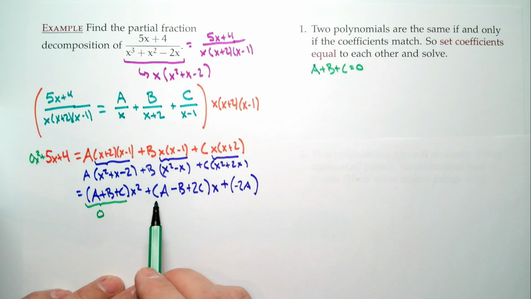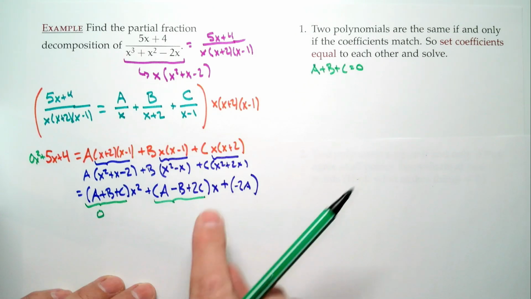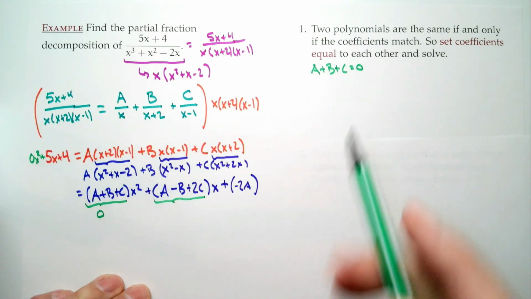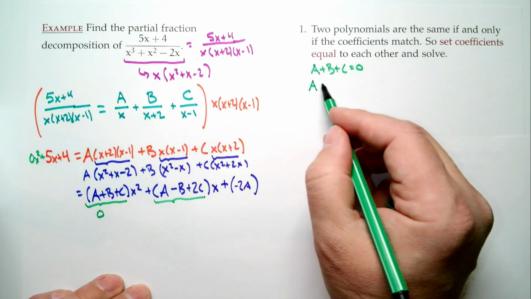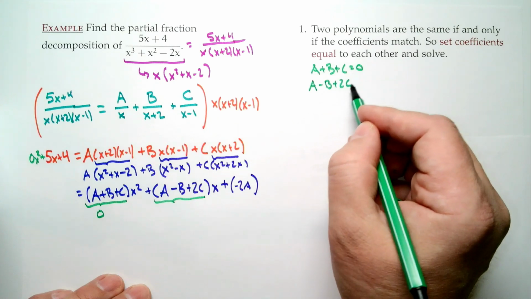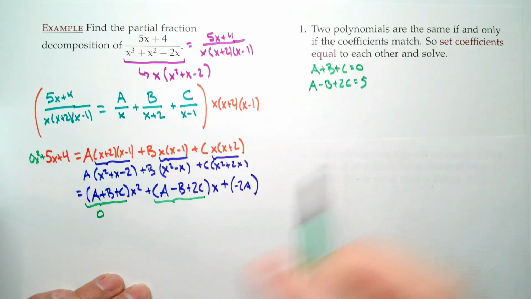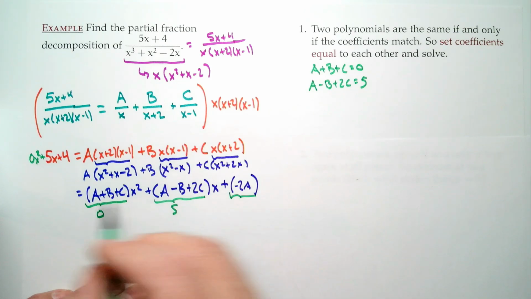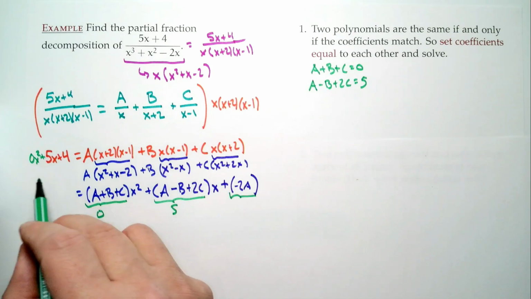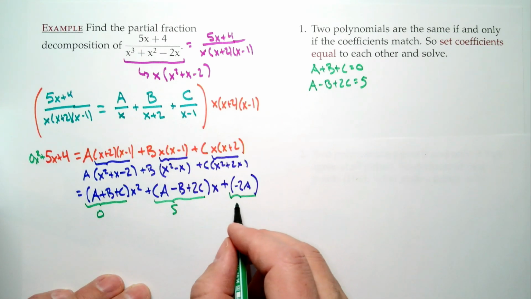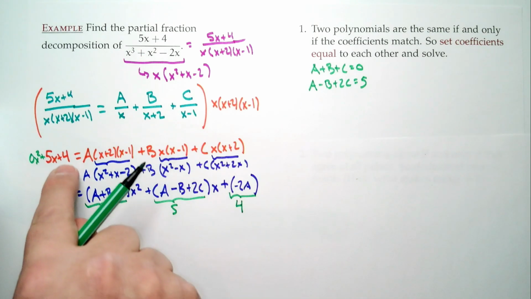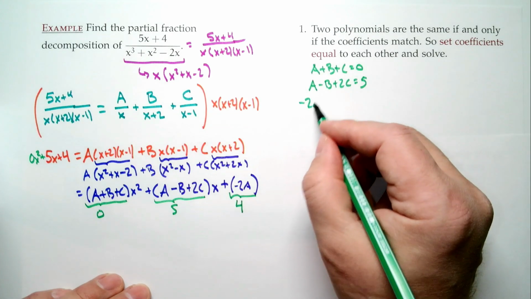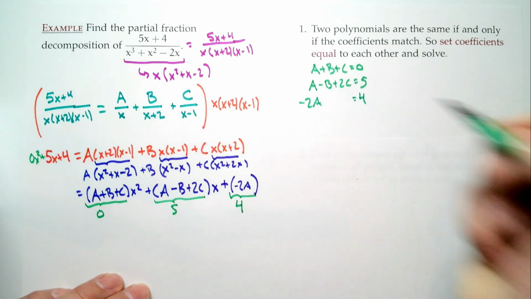How about a minus b plus 2c? Well, that's the coefficient for x. What's the coefficient for x over here? 5. So a minus b plus 2c should equal 5. The minus 2a, that's the constant. What's the constant on the other side? 4. Right there, that's our constant. So minus 2a has to equal 4.